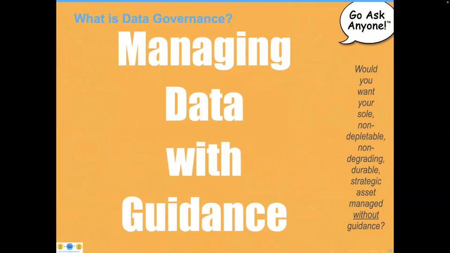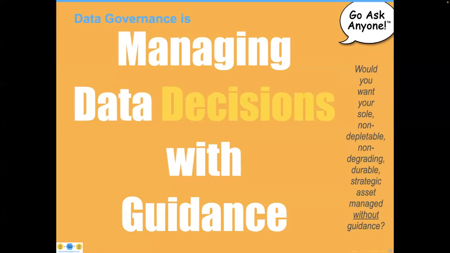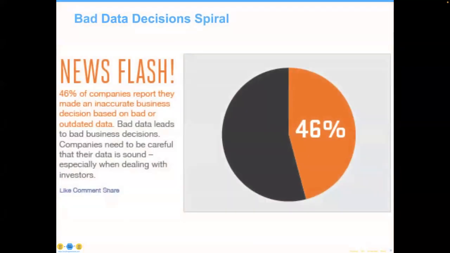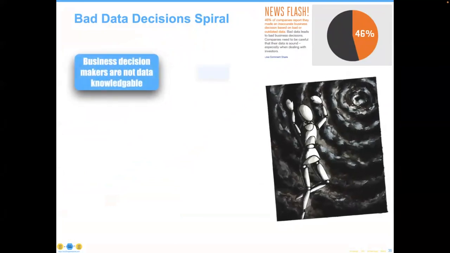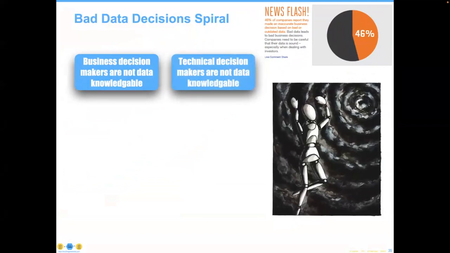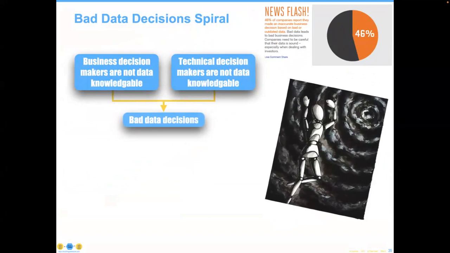And consequently, people start to move forward. As I'm moving up the food chain in organizations, the definition changes just slightly by adding the word decisions. So managing data decisions with guidance around this, because most managers are making data decisions. They just don't know that they're making it. In fact, organizations make lots and lots of bad data decisions on this. And this is, of course, because business decision makers are not data knowledgeable, and technical decision makers are not data knowledgeable. And this leads to bad data decisions.